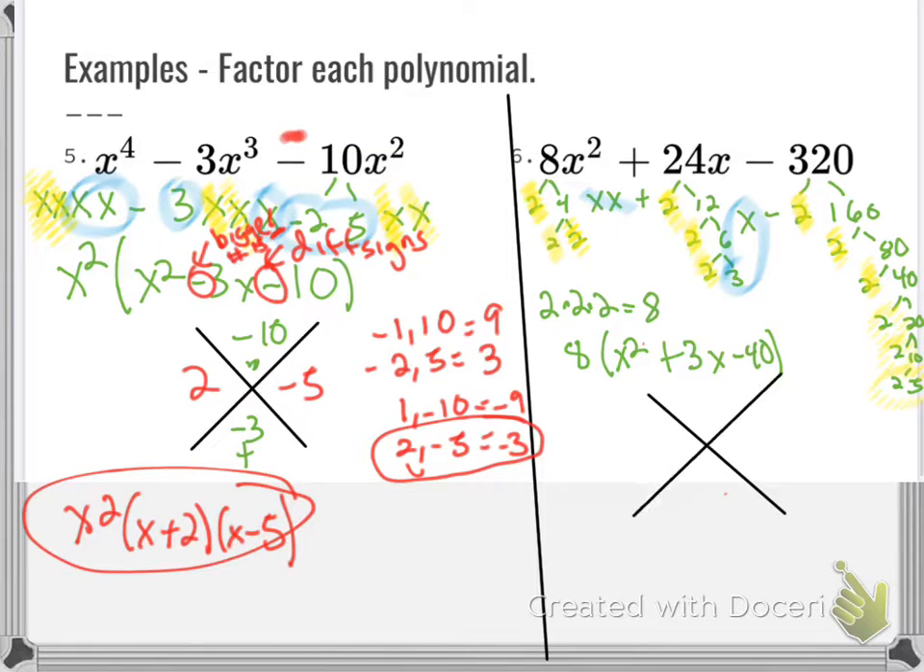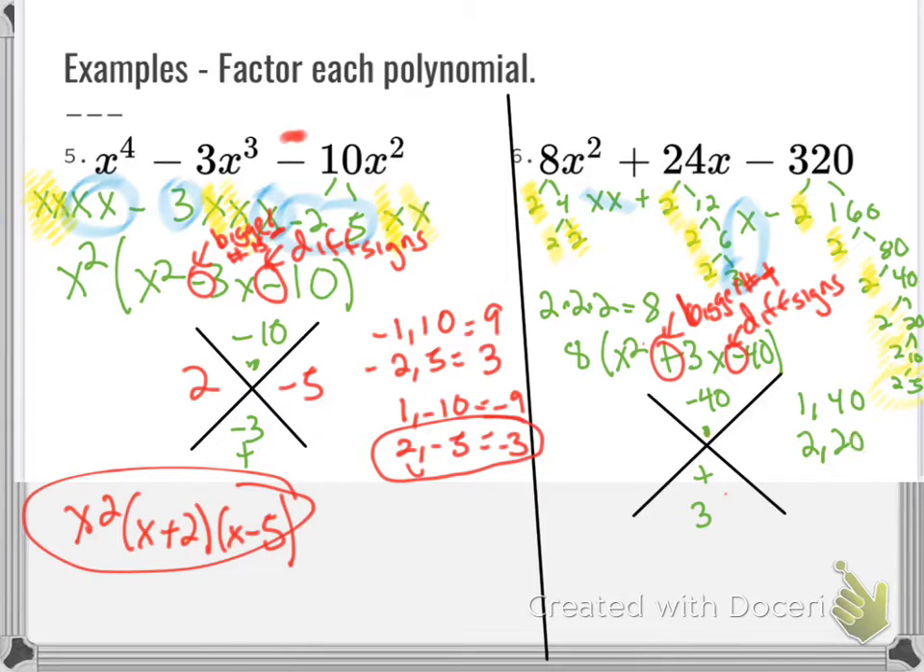Multiplies to give me negative 40, adds to give me 3. So we have 1 and 40. Let me do my thing. Different signs. The bigger number is positive this time, because it's a plus there. So 1 and 40, 2 and 20. 3 doesn't do it, but 4 and 10. Okay, 5 and 8. 9 doesn't do it. And then we're back at 10. All right, 8 and then 10.